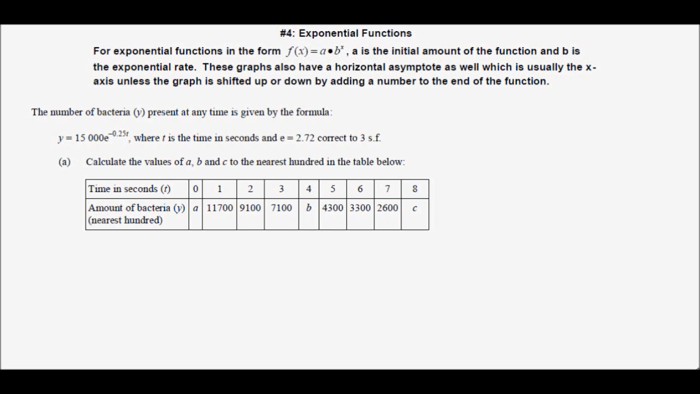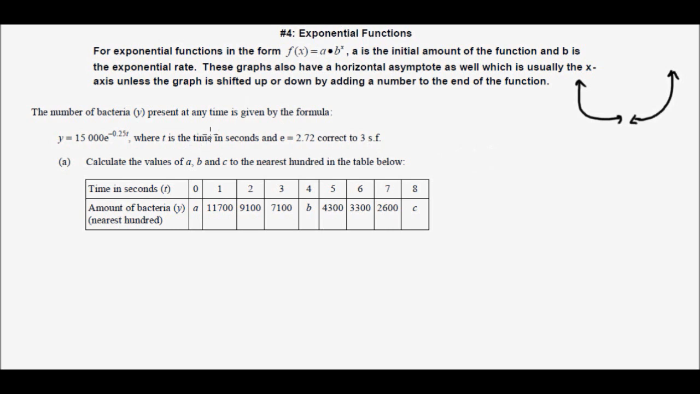Okay, so these graphs are the ones that look like skateboard ramps. They look like this. Whoop! That's a negative one. Or they look like this, positive one. Whoop! Okay, they go up real quick. And they have normally an asymptote. So let's look at this.